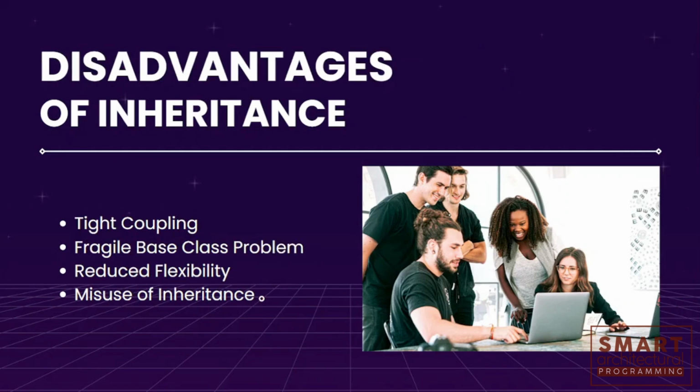But with everything, there are certain limitations or constraints as well, right? So what are the constraints of inheritance? As you can see, we have 4 points here as well. Number one is tight coupling. Why is that an issue? Tight coupling between classes can reduce flexibility and increase risk during changes.